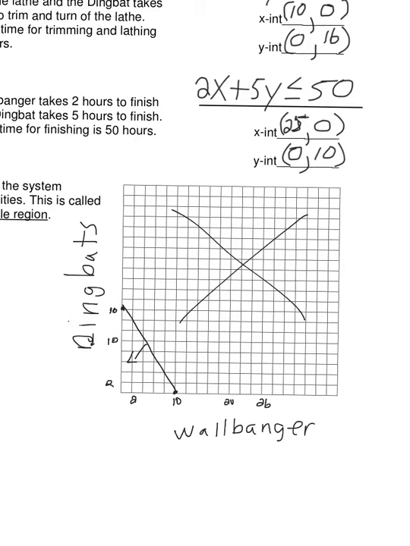Now the second coordinates, I have 25, 0. So I'm going to go over 25, up 0. Okay, and now we go over 0, up 10 for our next point.